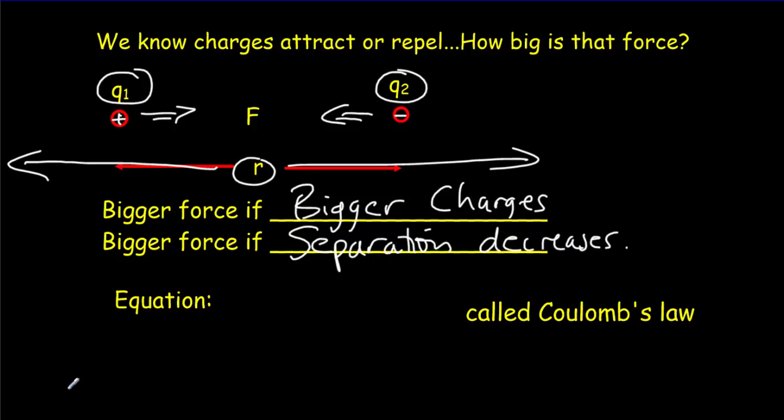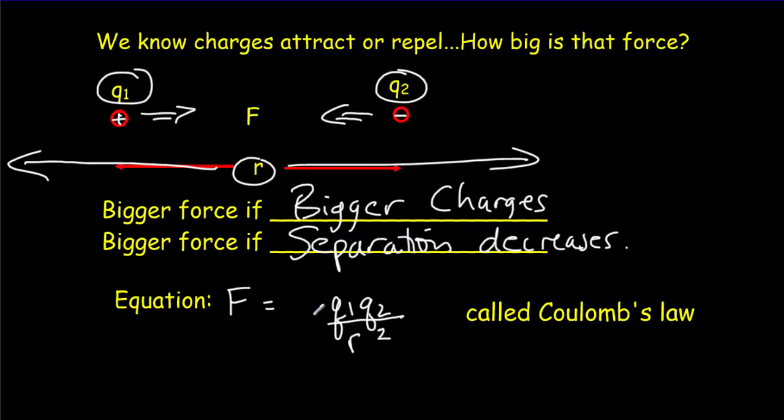And the equation for the force between these two charges is given by what we call Coulomb's law. So the force will equal the product of the charges, Q1 times Q2, and that of course means that if we increase either Q1 or Q2, we're going to get a bigger force, divided by the separation distance squared. And we're going to talk about why it's squared in a second. So that means if R gets bigger here, you're dividing by something bigger and you're going to get a smaller force. So increased separation, smaller force.